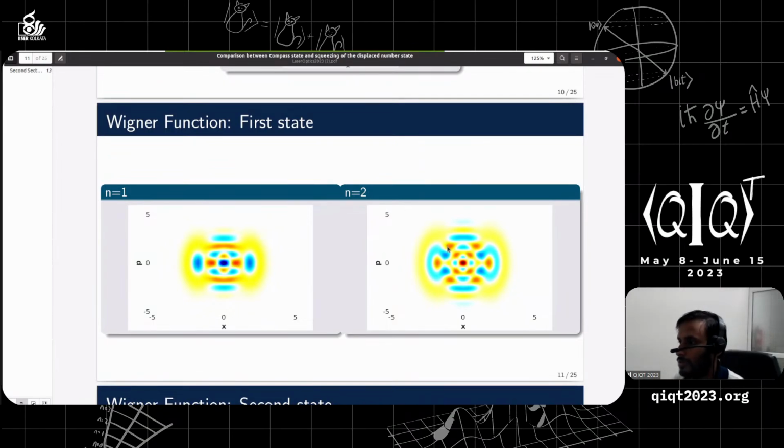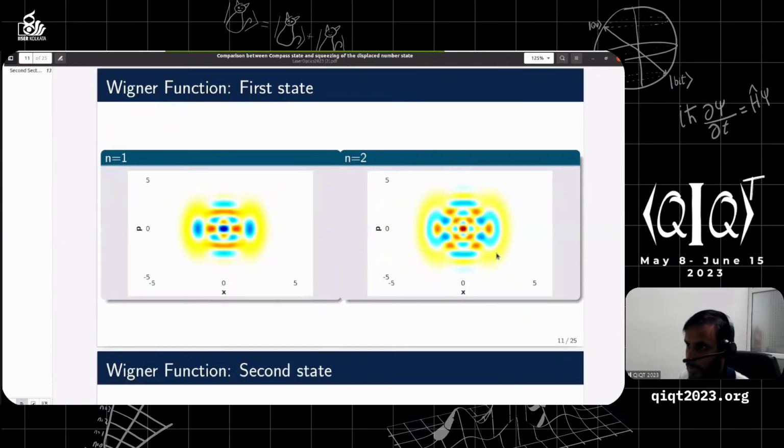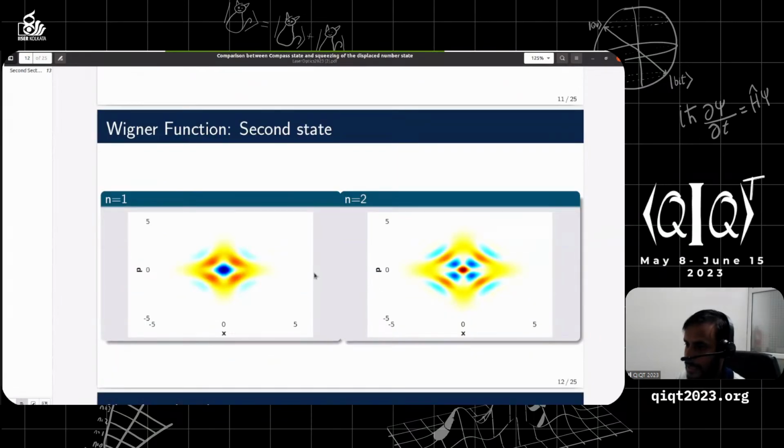For n equal to 2, it has a large number of interference spots, which does not look like our compass state, but for more analysis, we can do a fidelity calculation to find out how far it is from the compass state. So we also plot for the second state.